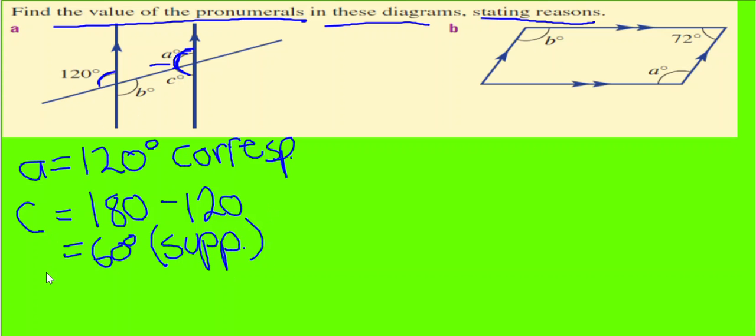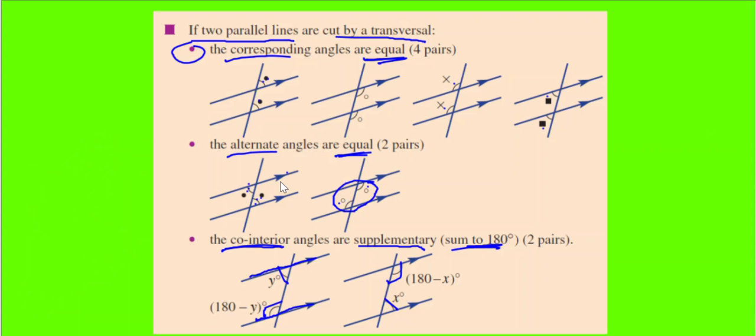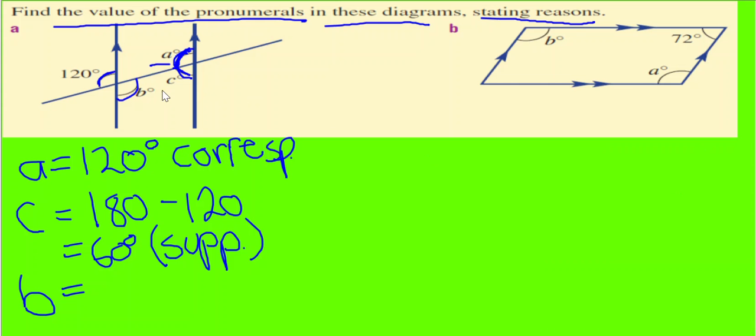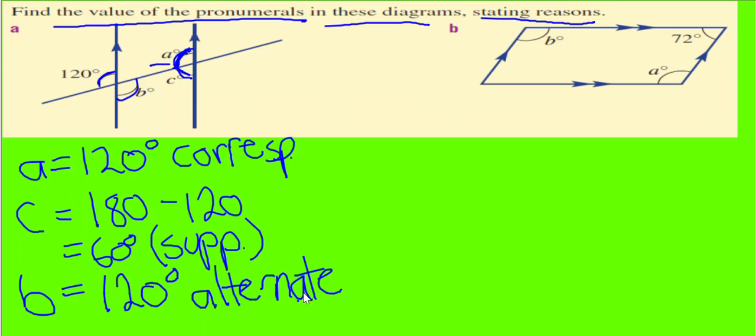Now I'm going to do angle B, and there could be a couple of different ways I can go here. Actually, three ways. If I go with angle A and angle B, they're inside the parallel lines, but on opposite sides of the transversal, so it is alternate. And we know that alternate angles are equal. So if angle A is 120 degrees, angle B is also 120 degrees because it is alternate.